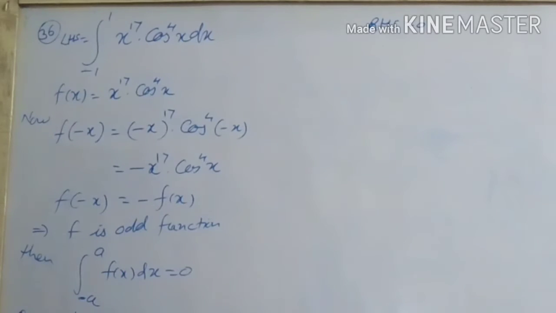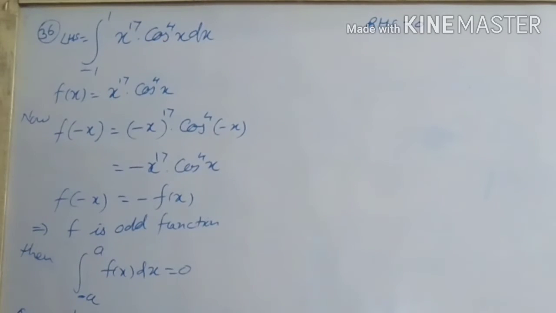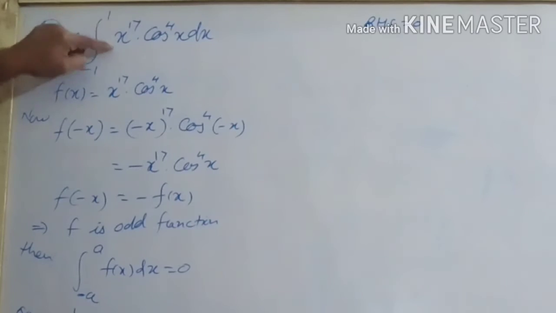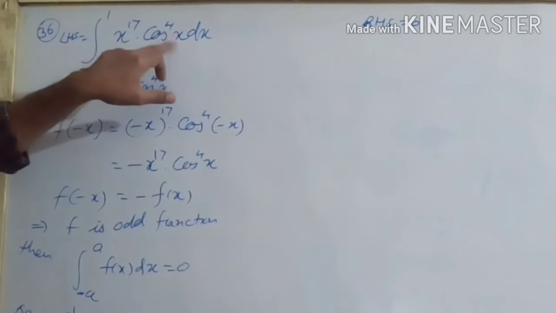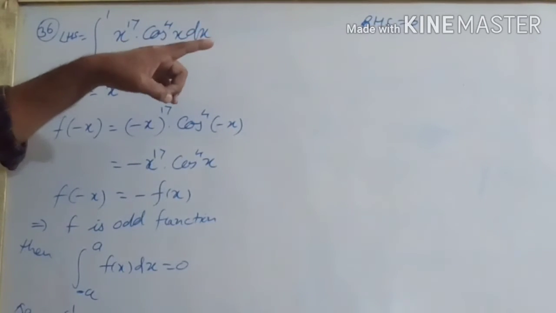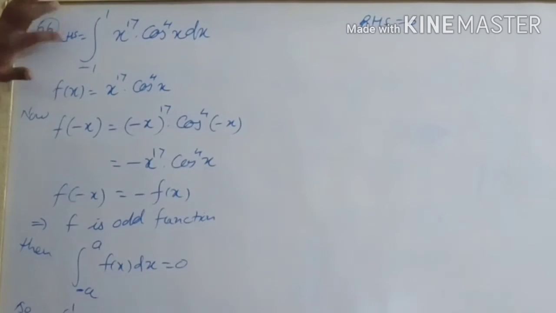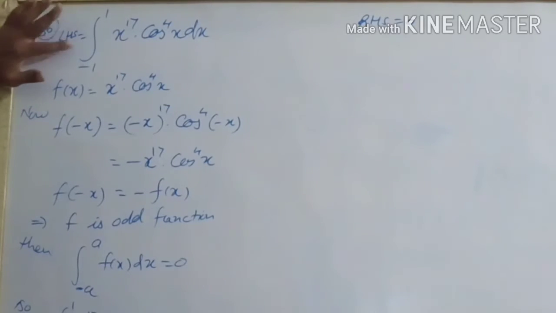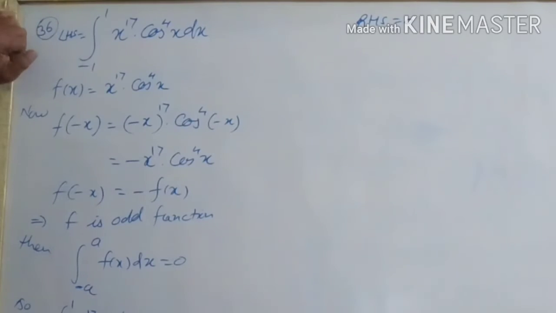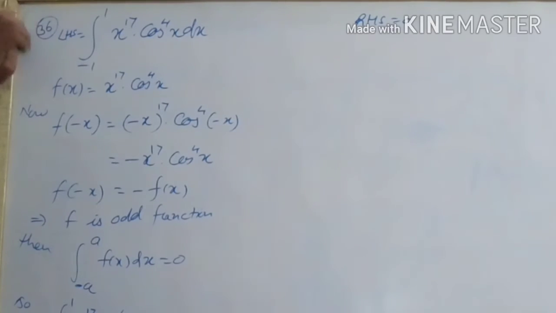Okay, let's see next question, question number 36. Integral from -1 to +1 of x to the power 17 cos to the power 4x dx, and our target is 0. So -1 to +1 and target which is 0, so see if it is an even or odd function, then the integral will be 0.